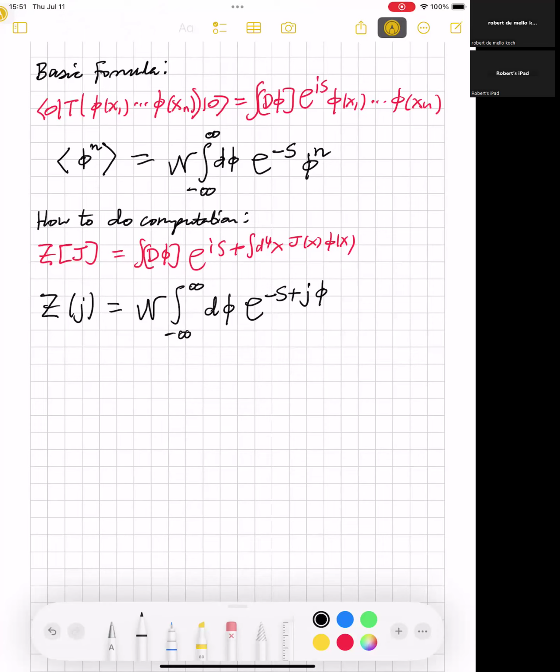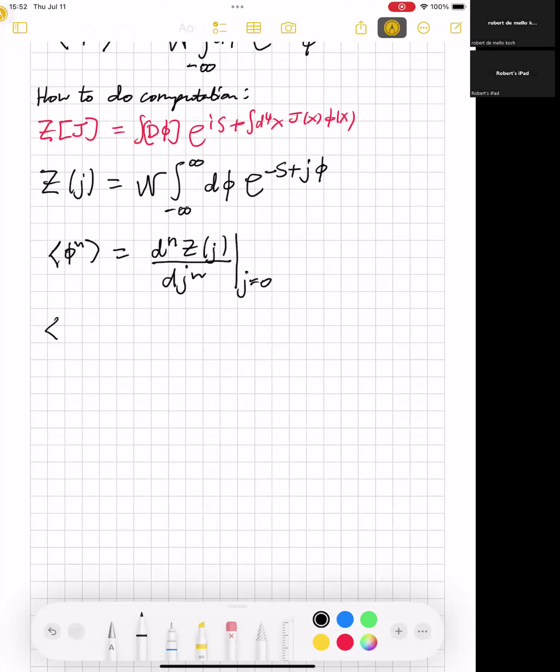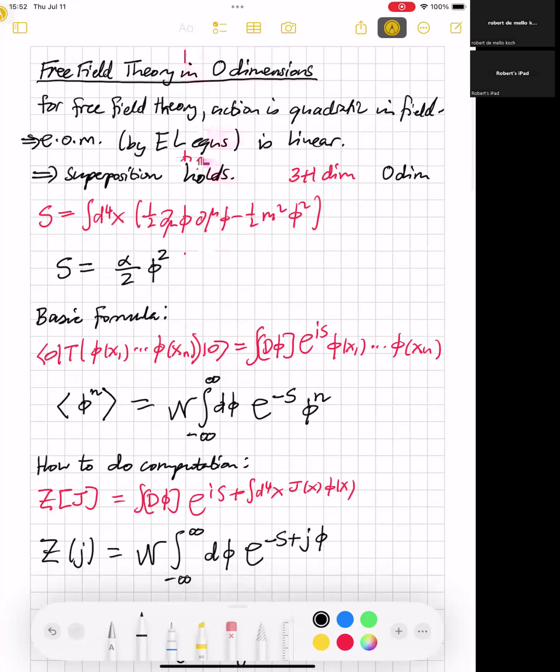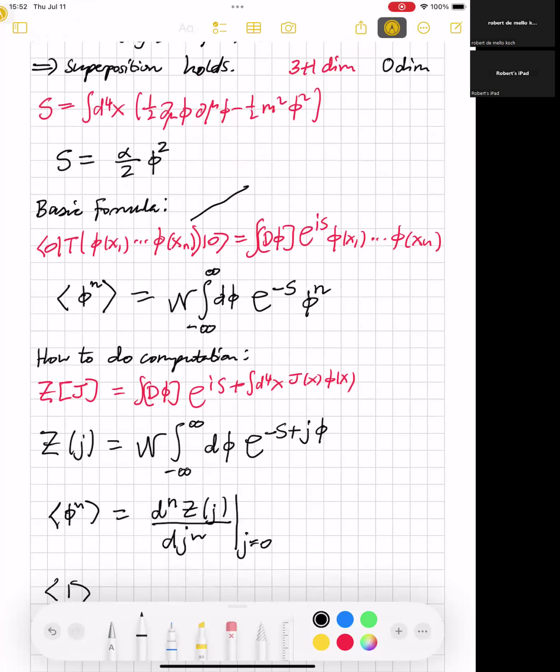So as follows. First of all, how do we get phi n from Z of J? Well, this should be very natural to you based on what you already learned in 3+1 dimensions. You'll take derivatives of Z of J with respect to J, and then set J equal to 0. And if we calculate the correlation function of 1, so remember what these correlators look like. They are, so this thing is what we would call phi of x1 up to phi of xn.